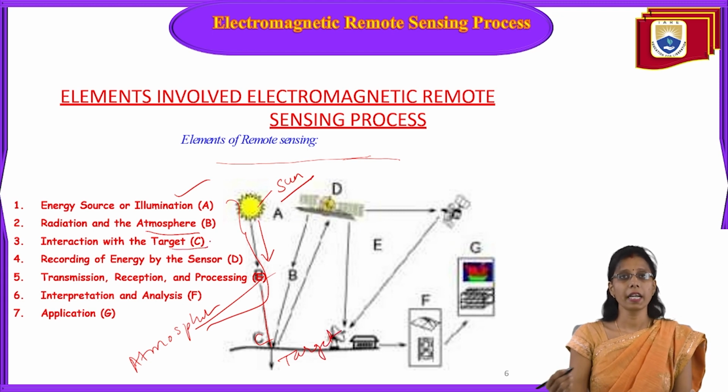So first, electromagnetic radiation from the sun crosses the atmosphere. Then it reaches the target. After reaching the target, it gives different types of reflection, absorbance, or transmittance based on the type of the object, either a rough object or a smooth surface. Either it is reflected back or absorbed depending on the object type. Then it will be recorded.